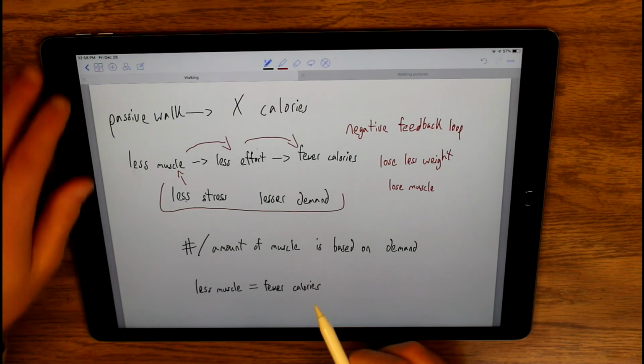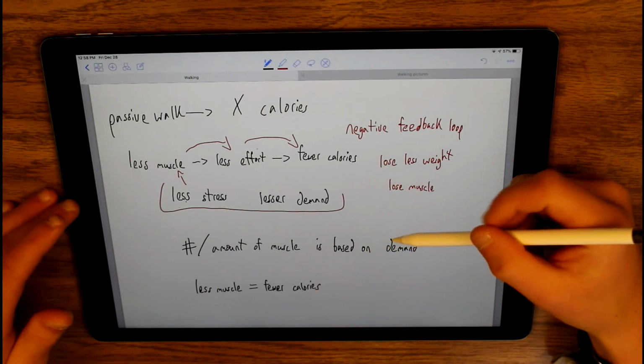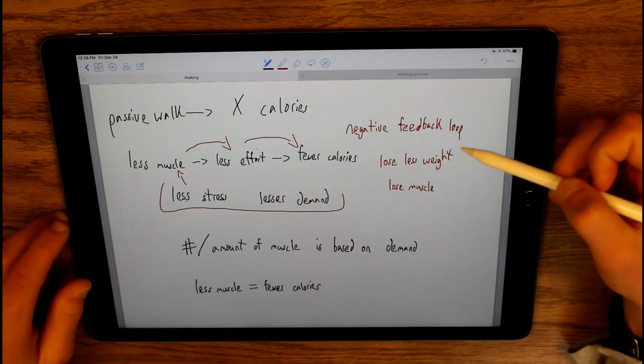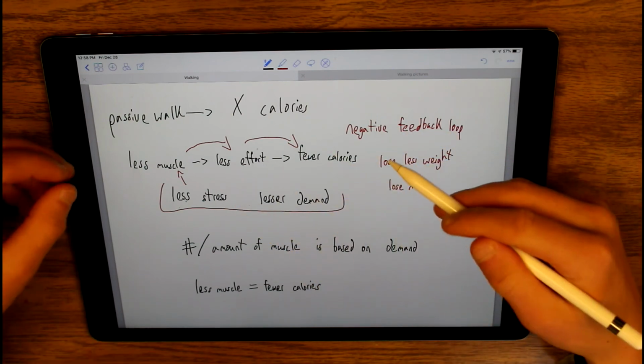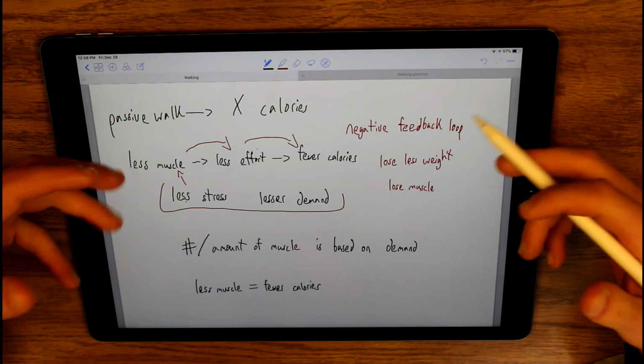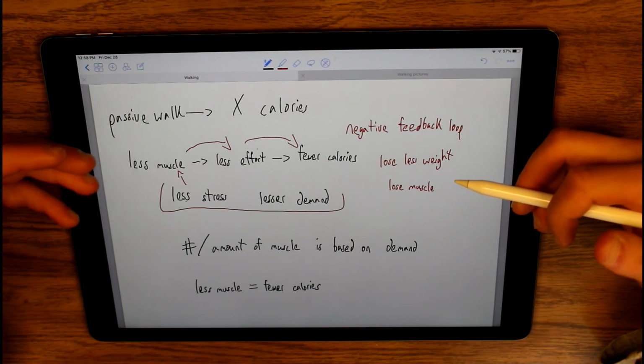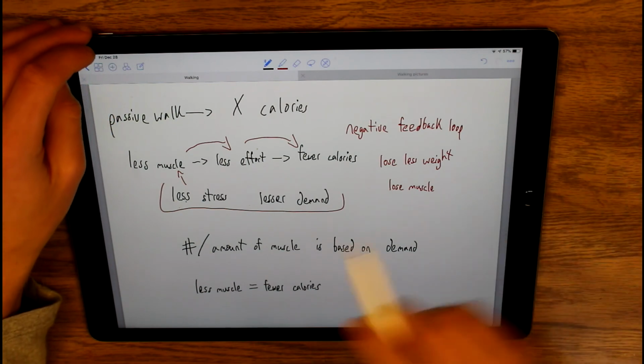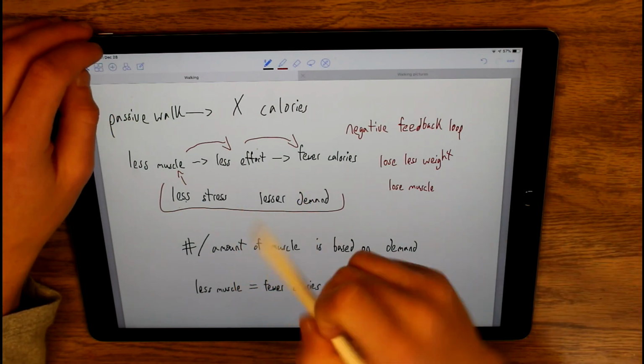Because you are burning now fewer calories, it means your metabolism goes down, and so you will lose less weight. And this creates a very big negative feedback loop, which encourages you to use even more gravitational aid and makes it much harder to even start active walking in the first place. And so you become locked into this walking style.